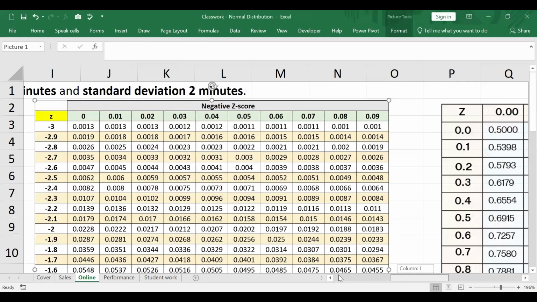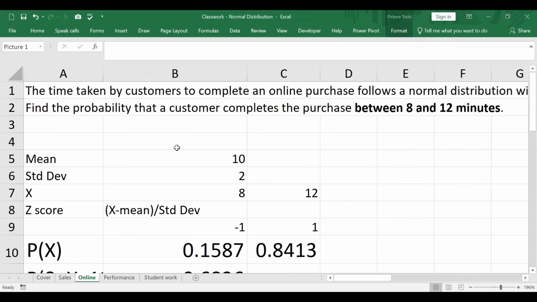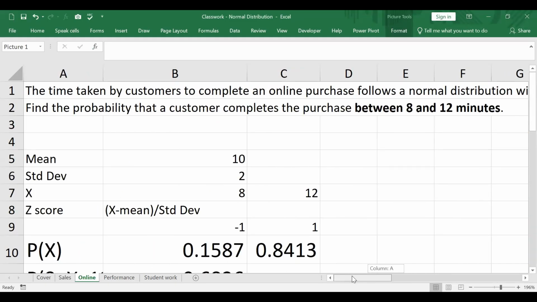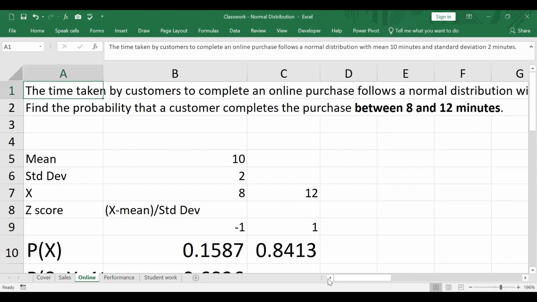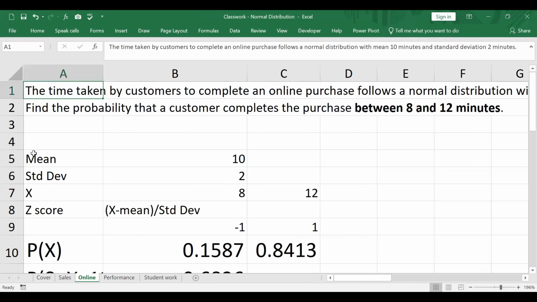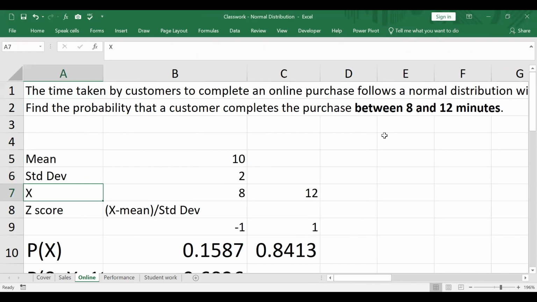Similarly, next problem, problems are same. The time taken by customers to complete an online purchase follows the normal distribution. So whenever it says that it is normal distribution, you have to use this method. The time taken follows a normal distribution with mean 10 minutes and standard deviation of 2 minutes. Mean is given, standard deviation given. X is given 8 minutes and one more is 12 minutes. So we have to find out what is below the 8-minute timeline and what is below the 12-minute timeline.